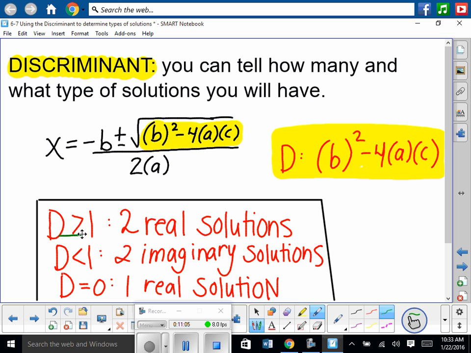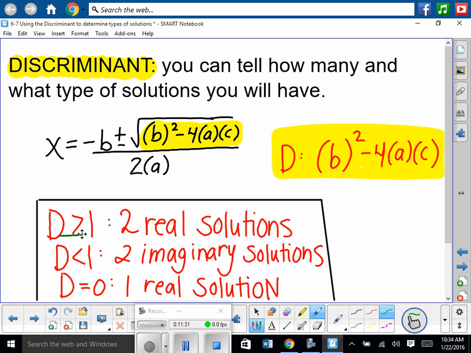Now back in my day, when I was in high school, my teacher said, memorize this. Well, I had no idea where it came from, and couldn't remember it after the test. But if you understand where the discriminant is from, then you don't have to memorize anything. You just think about it. I'm looking at the discriminant. It's under the square root. So if it's negative, I'm going to have 2 imaginary solutions. Do you see how to think of it? If it's a positive number, we're going to have 2 real solutions. And if it's 0, we have 1 real.